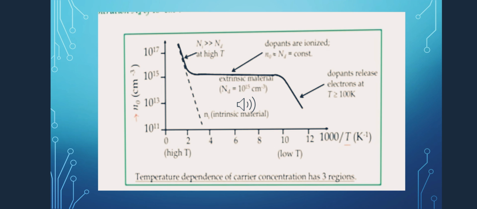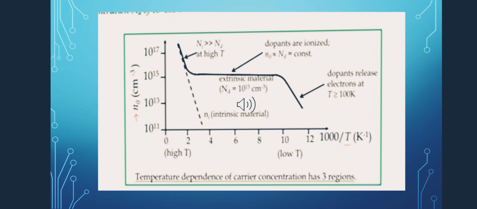That is because the donor atom concentration is high compared to thermal generation carriers, that is D is greater than Tg. When the temperature increases to 100 Kelvin or more, at that point it is ionized. So here it is low.